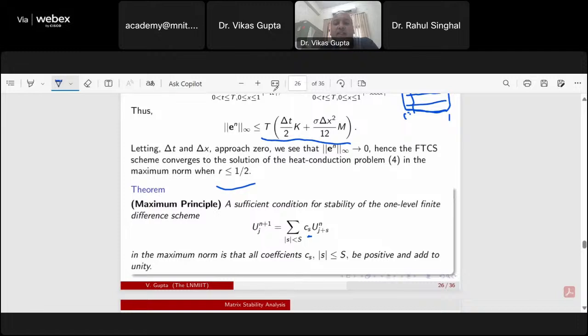So a sufficient condition for stability of the one level finite difference scheme of that kind, u_j^(n+1) equal to the summation over |s| less than or equal to s of C_s u_(j+s)^n, in the maximum norm is that all coefficients C_s should be positive and their sum should be unity.